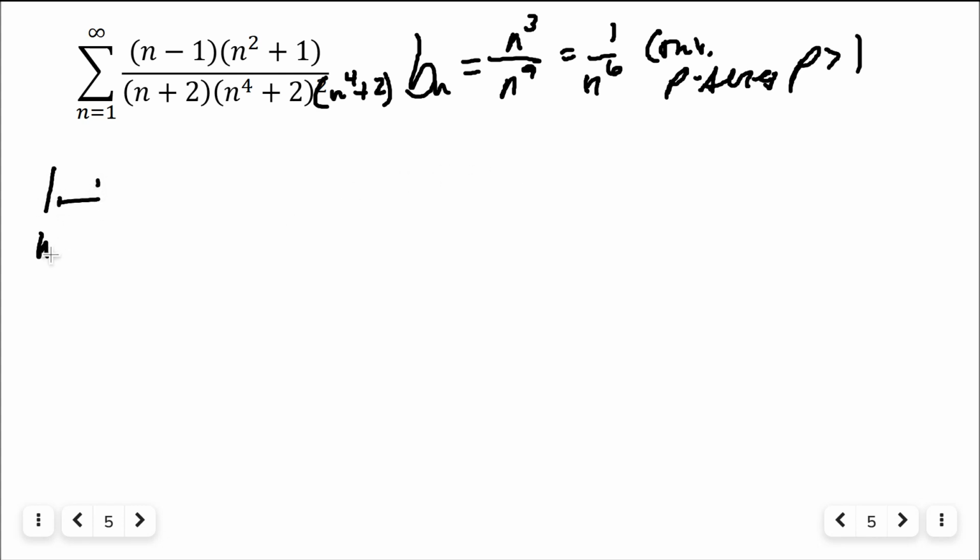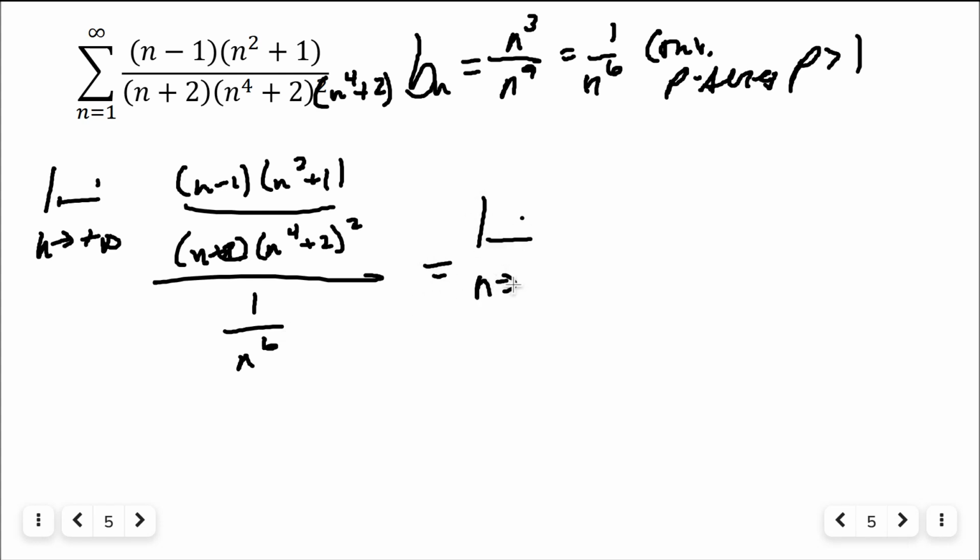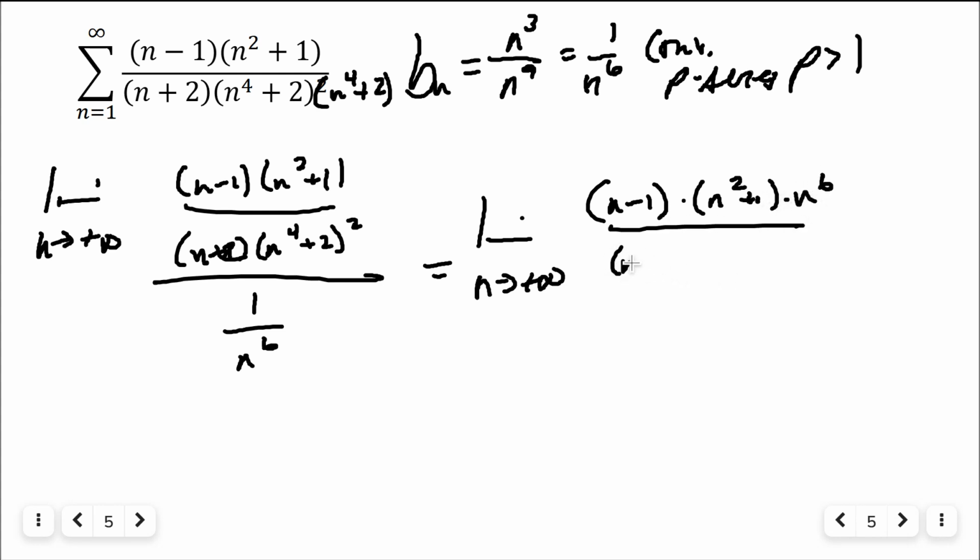So I want to take the limit then as n goes to infinity of n minus 1, n squared plus 1 over n plus 2, n to the fourth plus 2 quantity squared over 1 over n to the 6. So that's the limit then as n goes to infinity. Take this, flip this up. N minus 1, n squared plus 1 times n to the 6th over n plus 2, n to the fourth plus 2, quantity squared.